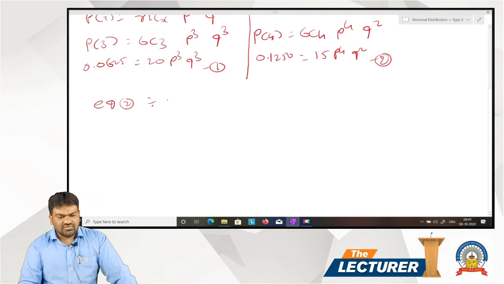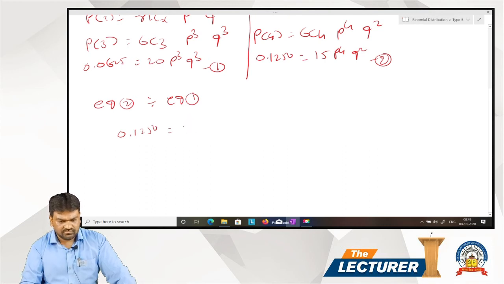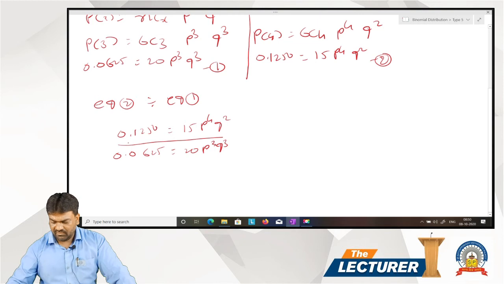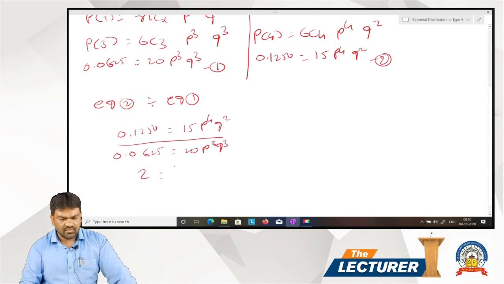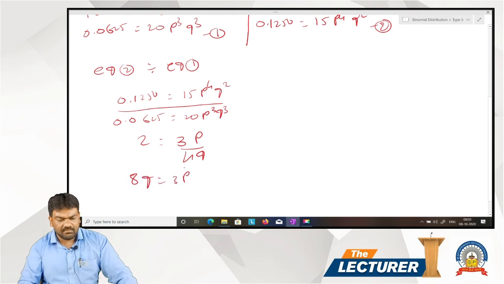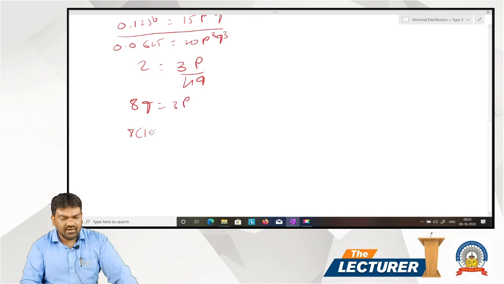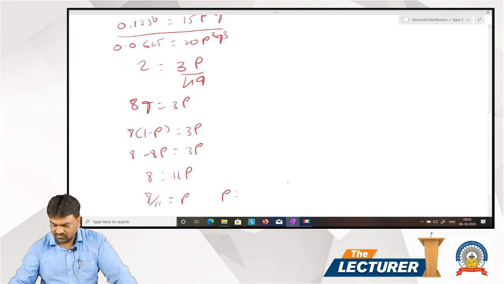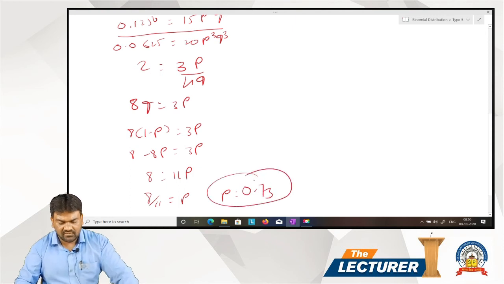Equation 2 is greater, so equation 2 divided by equation 1. 0.1250 is equal to 15 p raised to 4, q raised to 2, divided by 0.0625 is equal to 20 p raised to 3, q raised to 3. 0.1250 divided by 0.0625, that is 2. 15 threes are P divided by 15 4s are 4Q. Cross multiply, 8Q is equal to 3P. 8 into (1 minus P) is equal to 3P. 8 minus 8P is equal to 3P. 8 is equal to 11P. 8 by 11 is equal to P. So P is equal to 0.73. This is your answer.